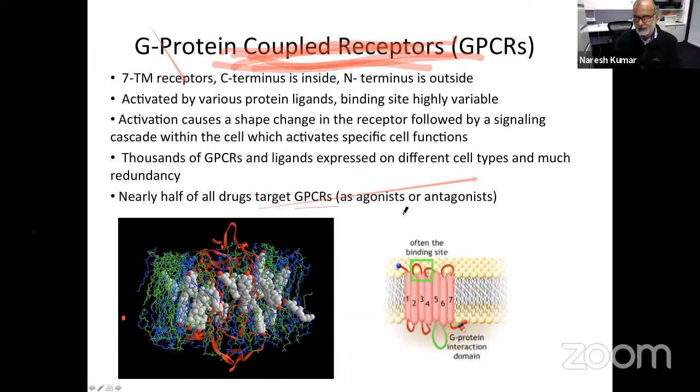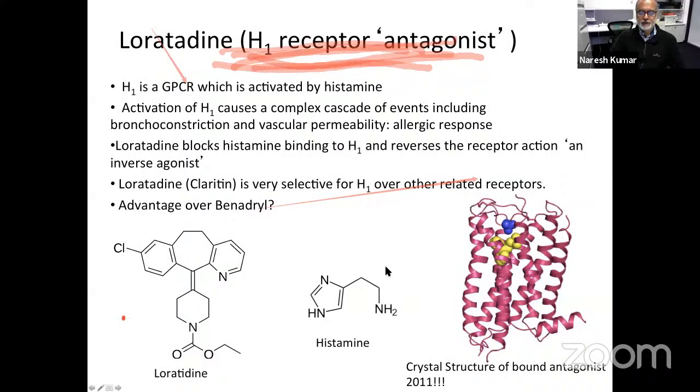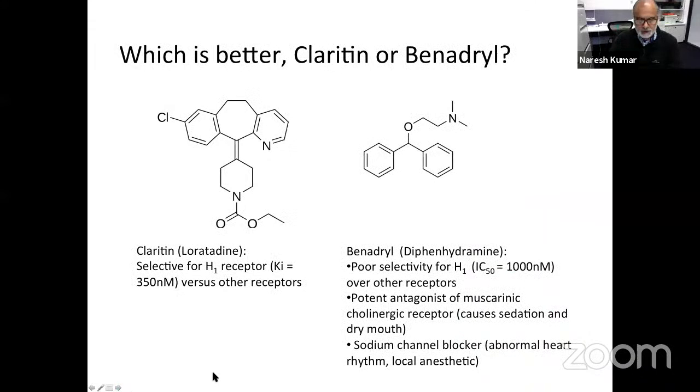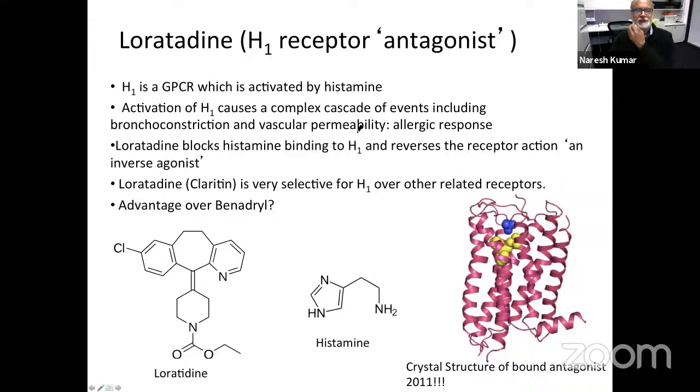Just one example here, bear with me for a few seconds. Histamine. Histamine is a very common molecule which our body produces as a response to an allergic reaction. So what happens is the H1 is what we call a receptor. It's a GPCR receptor, and is activated by this simple molecule, histamine. When histamine binds to this GPCR H1 receptor, it causes a complex cascade of events, including bronchoconstriction. Constriction means we start to get this stuffy nose and we start to get an allergic response when this small histamine molecule binds to a GPCR receptor.